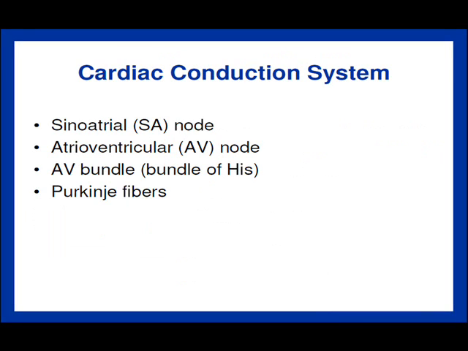Okay, cardiac conduction system. Again, this should be a recap for all of you. We're going to talk about the SA node, the sinoatrial node, the atrioventricular node, the AV bundle, the bundle branches, and the Purkinje fibers. How does the heart beat? And that's what we're going to talk about quickly, since you've done it before. Okay.